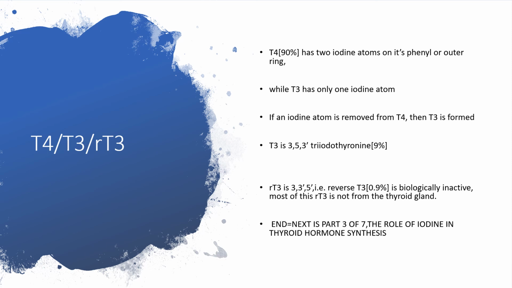And there is 3,3',5' triiodothyronine, which is what we call reverse T3. That will form about 0.9 to 1% of the thyroid hormones, and it is reversed in the sense that instead of being T3 with 3,5,3' triiodothyronine, we are going to find 3,3',5', not 3,5,3'. So it is reversed. But we don't need to bother ourselves about that too much because it is biologically inactive. Most of this reverse T3 is not from the thyroid gland.